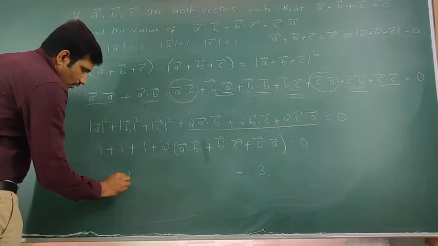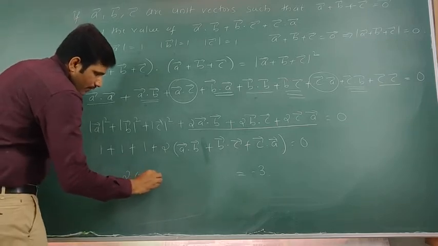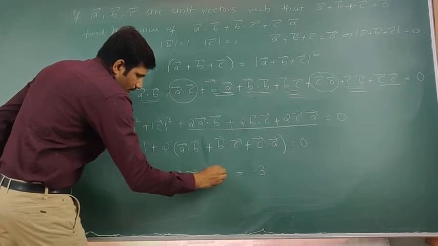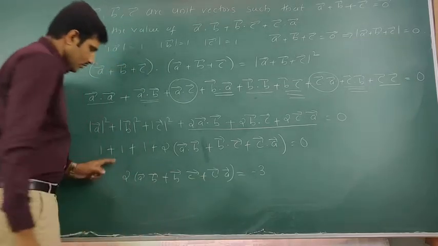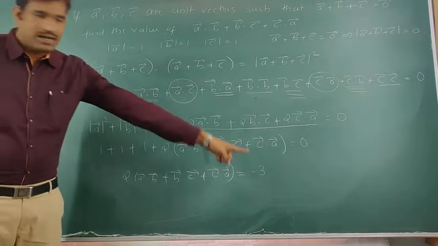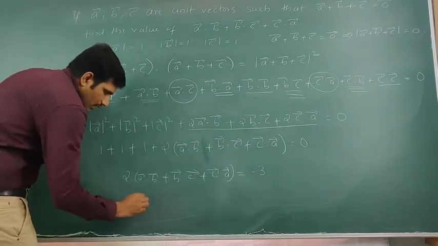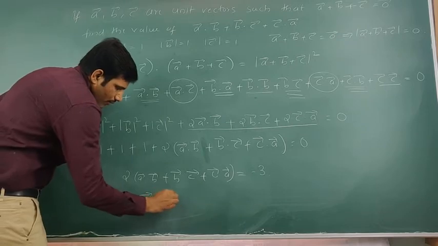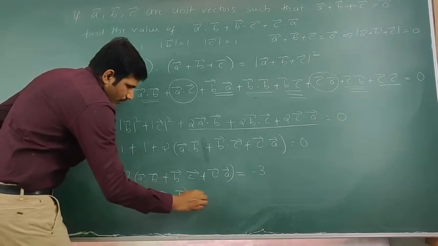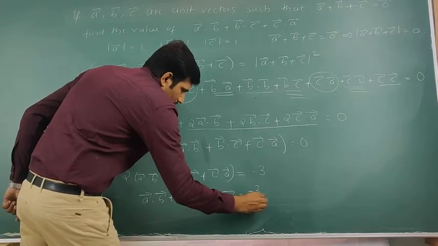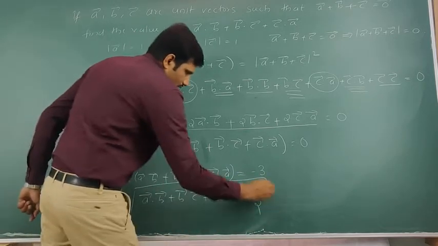So now it is 2 into A dot B plus B dot C plus C dot A. So 1 plus 1 plus 1, 3. Take it on the right hand side, minus 3. They are asking you to find A dot B plus B dot C plus C dot A, which is equal to minus 3 by 2. So which is the required answer?